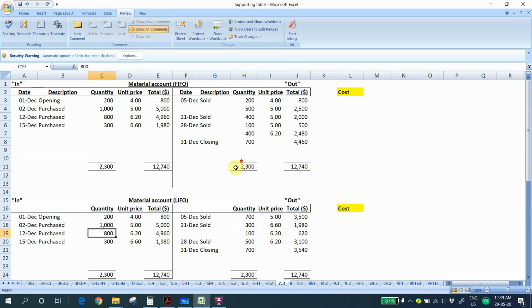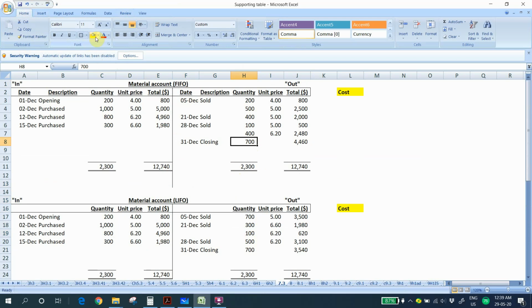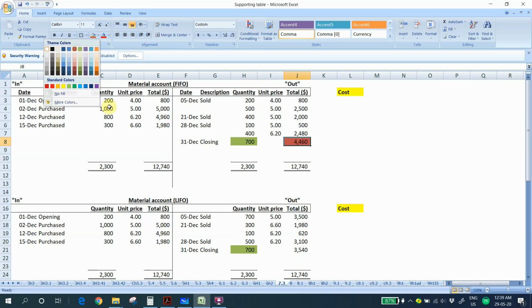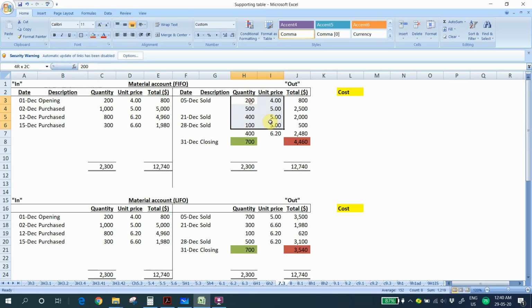You can see that no matter which method you use, the closing stock quantity will remain the same as 700. There is no change in the quantity. The only difference is the value. You can see that they will result in a different value. Why? Because the way they recognize the cost of the item that we sold is different.